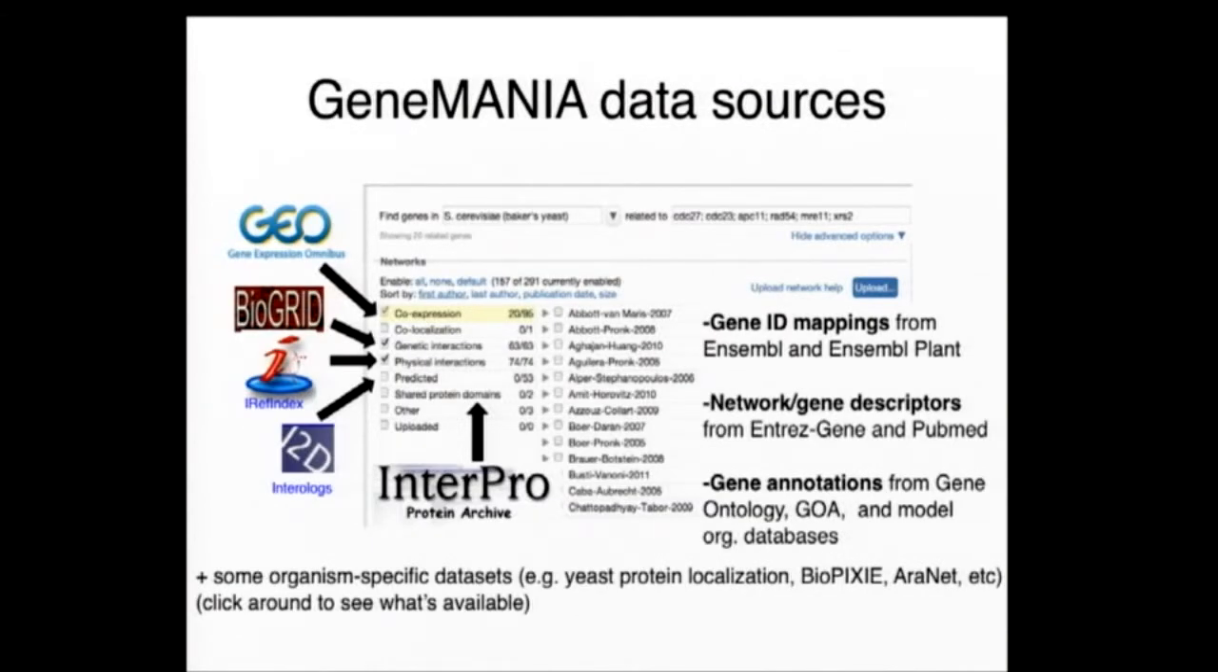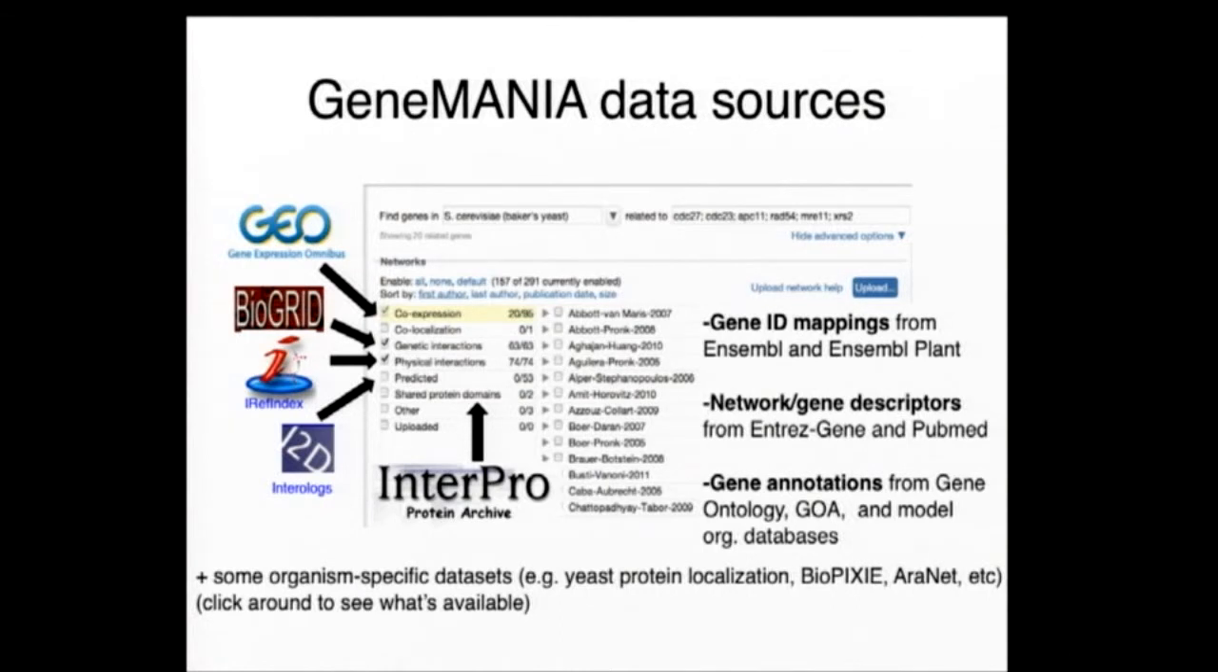So if you open up the advanced options panel, we get co-expression networks, we download genetic interactions, physical interactions. We predict interologs, and we get other predicted networks from the literature when we're able to curate them. We build networks of shared protein domains. We also have a whole bunch of other data sources that are organism-specific, like yeast protein localization. Sometimes we steal other people's networks and put them in, but they're publicly available. Why shouldn't we use them? We get our gene ID mappings from Ensembl. We also get gene to network descriptors from these people, and we get gene annotations from Gene Ontology.